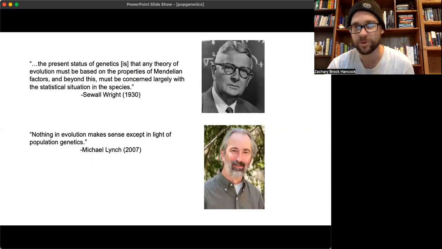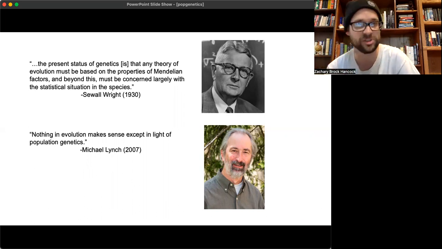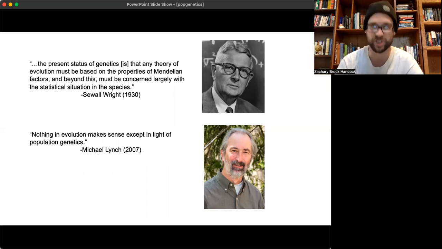I'm going to present some quotes here from two famous evolutionary biologists. The first one is Sewell Wright. Sewell Wright is one of the so-called trinity of the modern synthesis, along with R.A. Fisher and J.B.S. Haldane. And in 1930, in his book, Evolution in Mendelian Populations, he states that the present status of genetics is that any theory of evolution must be based on the properties of Mendelian factors, and beyond this, must be concerned largely with the statistical situation in the species.